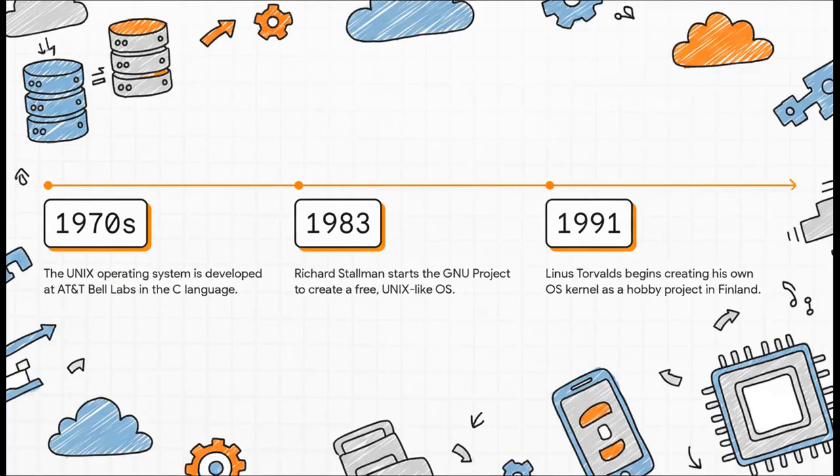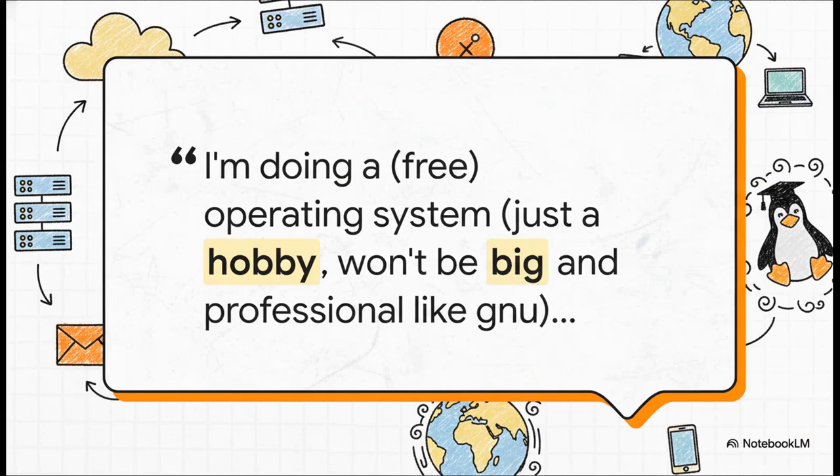So where did all this come from? The story really starts back in the 70s with Unix, this super powerful and flexible operating system that laid all the groundwork. Then in '83, a guy named Richard Stallman started the GNU project to build all those tools for a completely free operating system. There was just one piece missing, the kernel. And that's where in 1991, a student in Finland named Linus Torvalds just decided to build his own kernel, basically for fun.